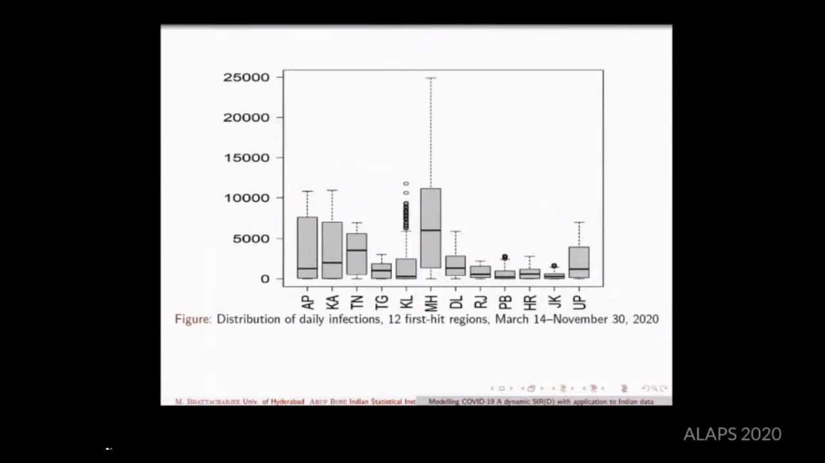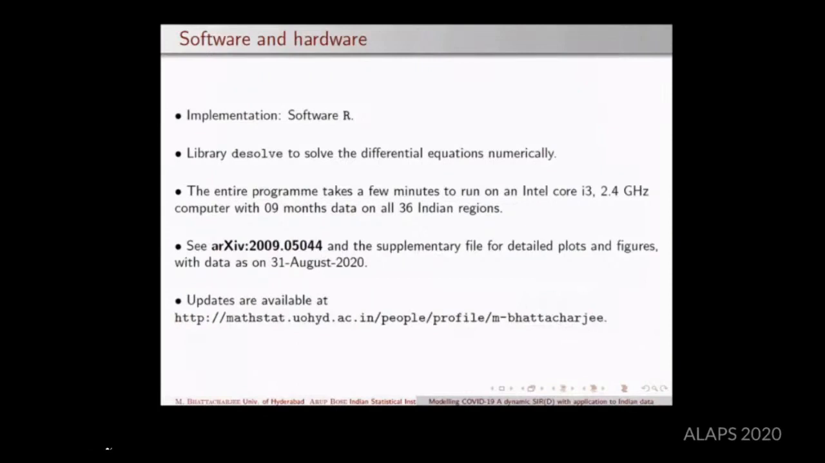We should mention something about the software and the hardware in which we implemented the method that I am going to describe. The implementation was done in the software R. The library dsolve was used to solve the differential equations numerically. The entire program takes a few minutes. You can refer to all the details of the analysis in our arXiv paper, which comes with a supplementary file where all the detailed plots and figures are given until August 31, 2020. Further updates beyond this time point are available at this link to Professor Bhattacharya's website.